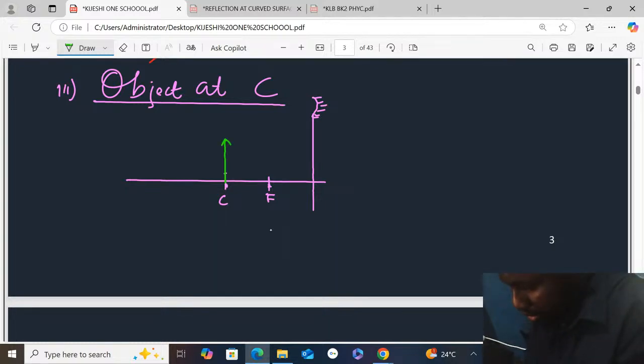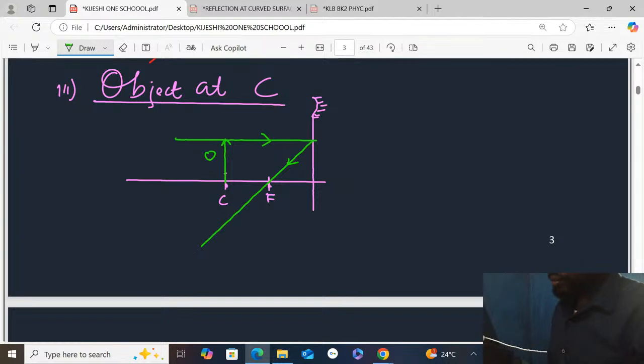This is now my object O. Then we apply the first ray, that is a ray that is close and parallel to the principal axis. We said that this one will be reflected through F. So that is the ray now. Like that. Don't forget to show the ray direction. Like that.